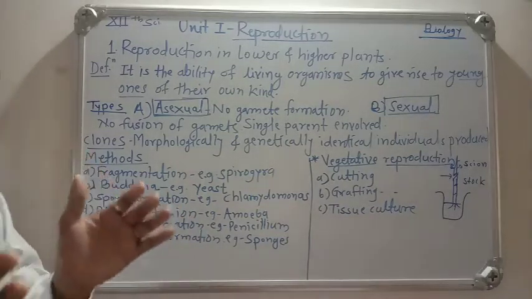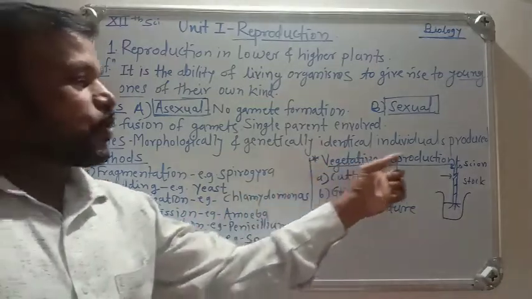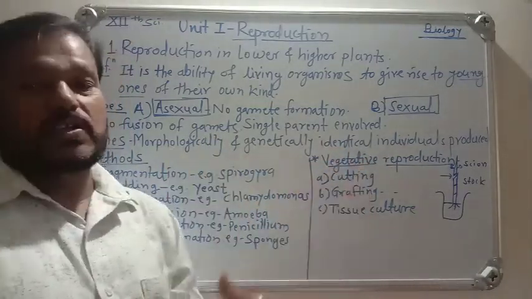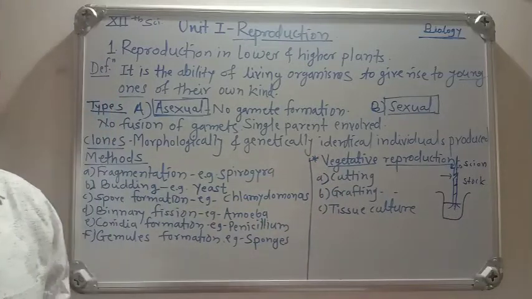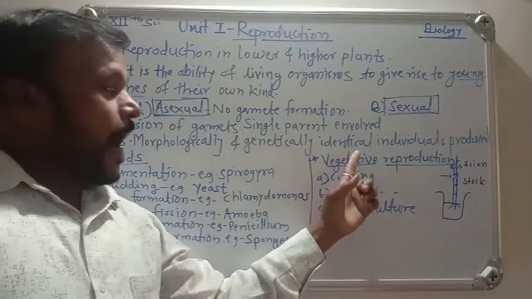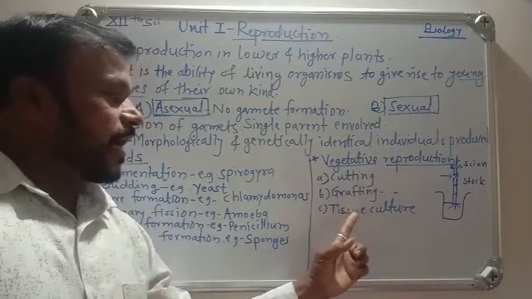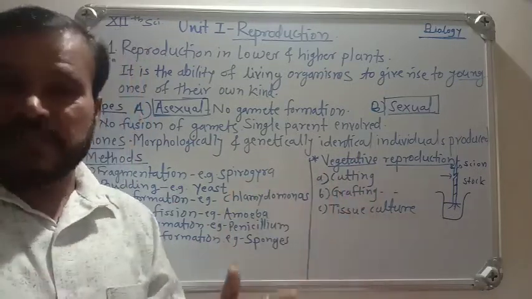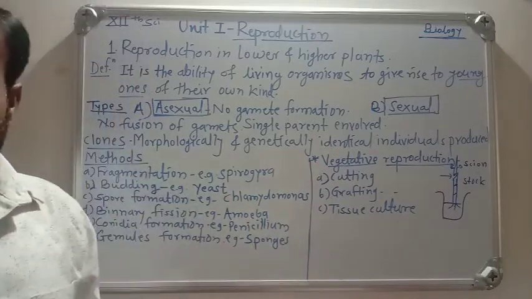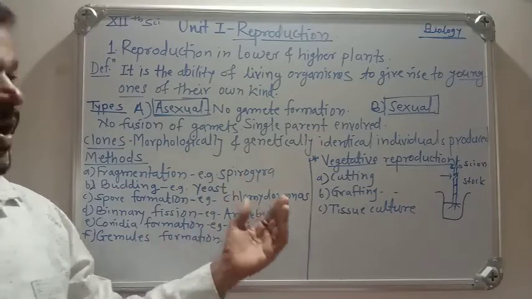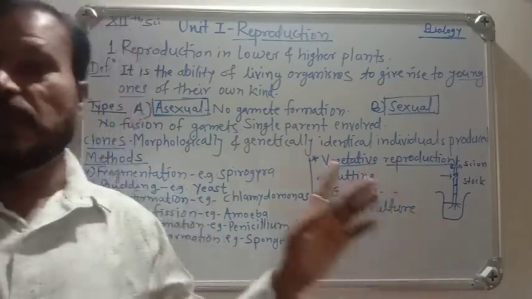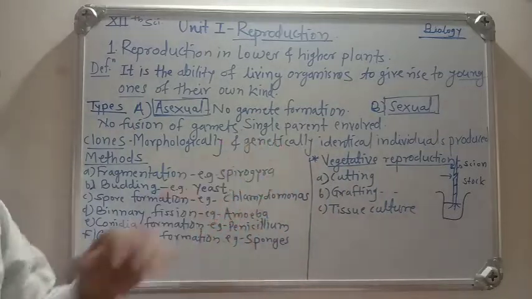There are again two groups of vegetative reproduction: natural methods of vegetative reproduction and artificial methods of vegetative reproduction. In our textbook, they have explained only cutting, grafting, tissue culture. These are the artificial methods of reproduction. Then why have they not explained the natural methods? Because last year in 11th standard, you studied in detail the natural methods of vegetative reproduction.